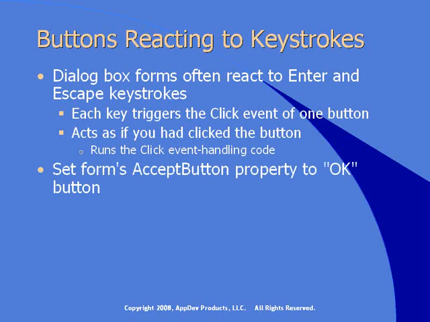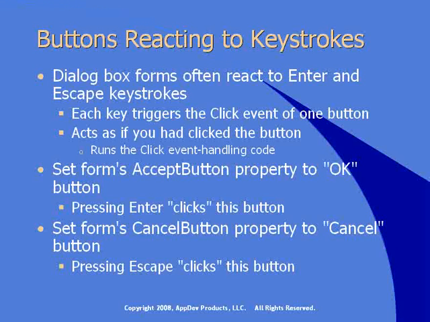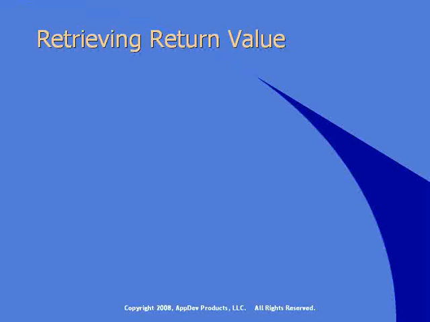To make this happen, you set the form's Accept button property to the OK button that's on your form. It'll actually let you select the actual button. Pressing Enter then clicks this button, or acts as if you had clicked it. Set the form's Cancel button property to the button you want as your cancel button, and then pressing Escape acts as if you had clicked that button. So you need to set two properties of the form, accept button and cancel button, to refer to specific buttons on the form. But there's more to it than that.